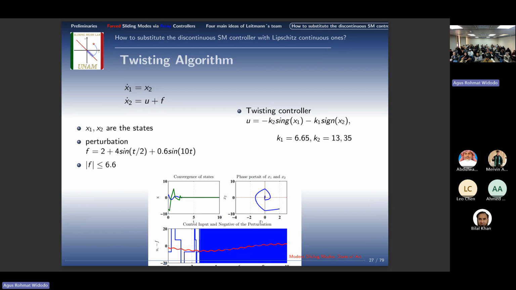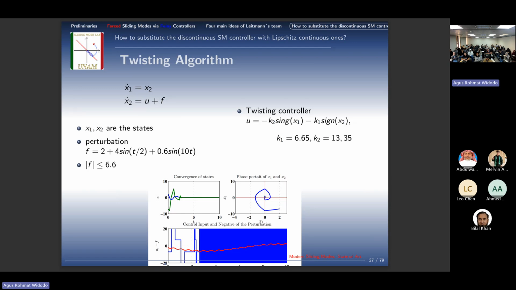So, and here you see the difference. The difference is, okay, here is a standard sliding mode. Here is a second order sliding mode. So you will have what? You will have finite time convergence. You will follow, even if there are perturbations here.